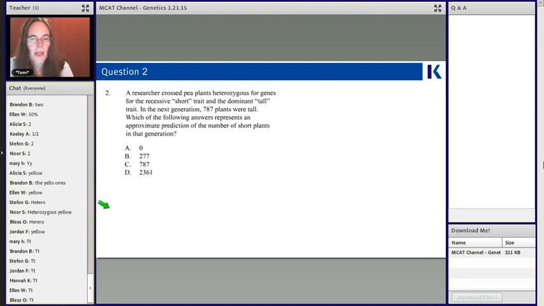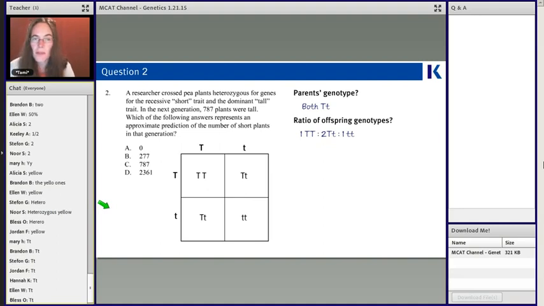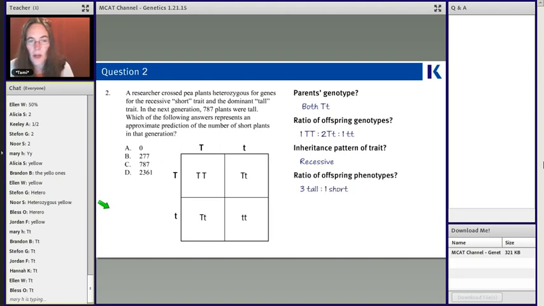In the next generation, 787 plants were tall. Which of the following answers represents the approximate prediction for the number of short plants in that generation? All right, if we look at this, our parents are both big T, little t, because that's what you said. We look at our offspring, and this is what we possibly have. So the ratio of genotypes is 1 homozygous dominant, 2 heterozygotes, 1 homozygous recessive. The ratio of the offspring phenotype is, we're going to see 3 tall, 1 short.